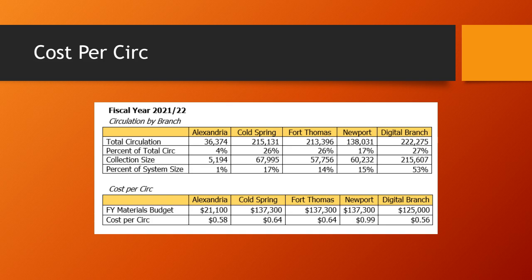Calculating cost per circ indicates how well materials are being used, as well as the return we are getting from our annual investment into the collection. So this is a very useful reference for budget allocation. And again, going back to the previous slides for Kentucky Libraries Unbound, this shows that we have the best cost per circulation coming out of our digital branch. So we're getting our money out of that collection. Our digital branch, which is Kentucky Libraries Unbound, is also our highest circulating branch when compared with our physical locations.